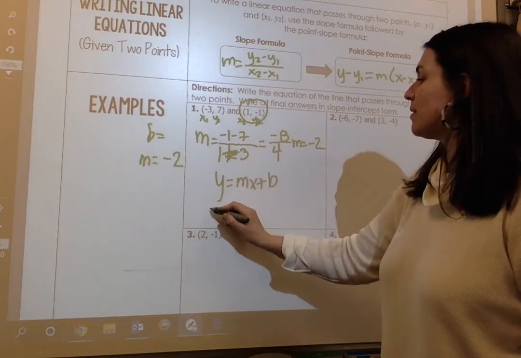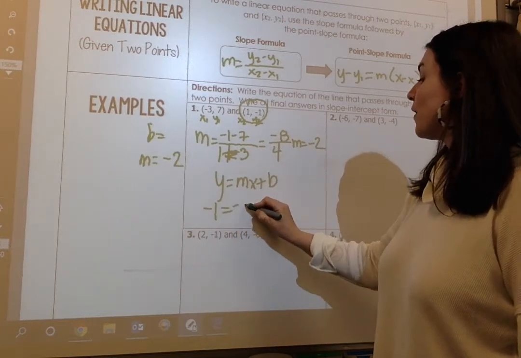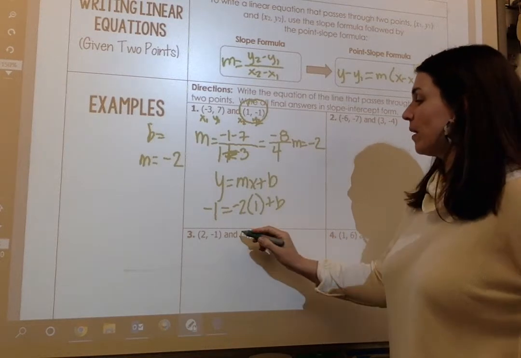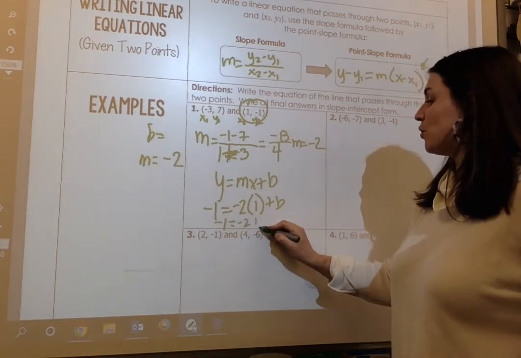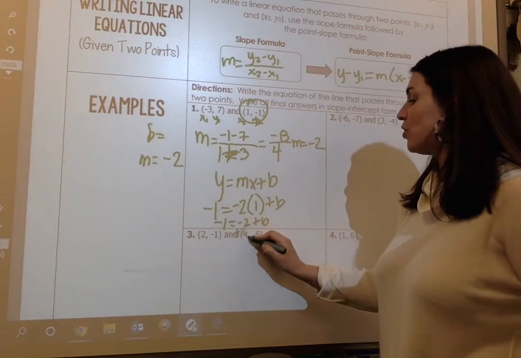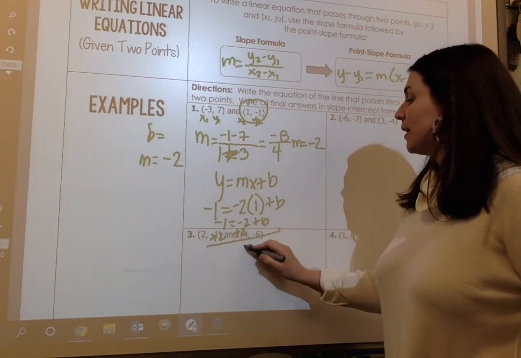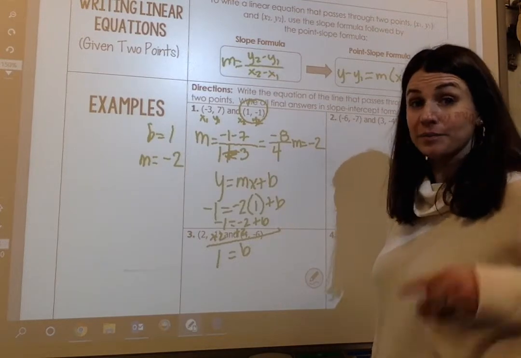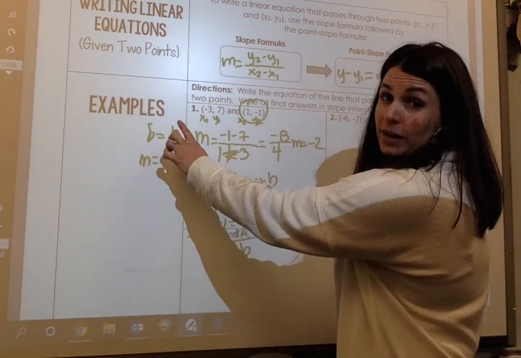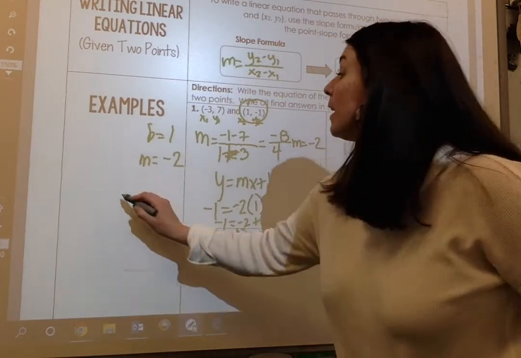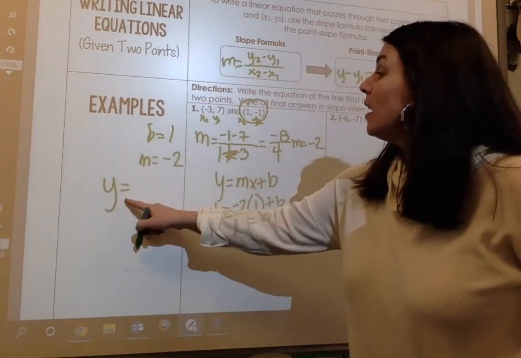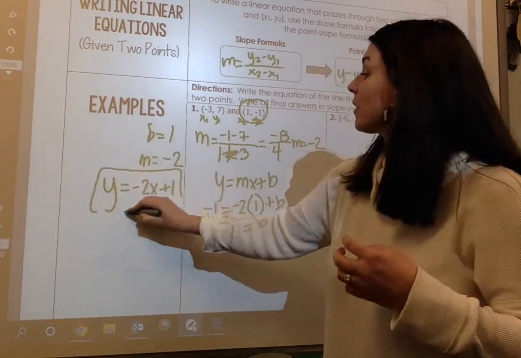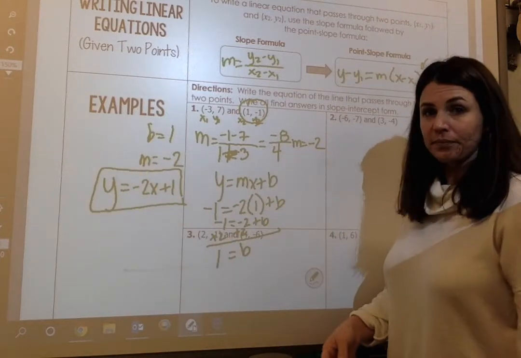So my y is -1. My slope I just found was -2. That x value is 1. And I'm going to solve for b. So -1 equals -2 plus b. I add 2 to both sides, and b equals 1. Now that I have my beginning point and my slope, I can plug it into y equals mx plus b, and my slope is -2x, my beginning point is +1, and that's my linear equation.